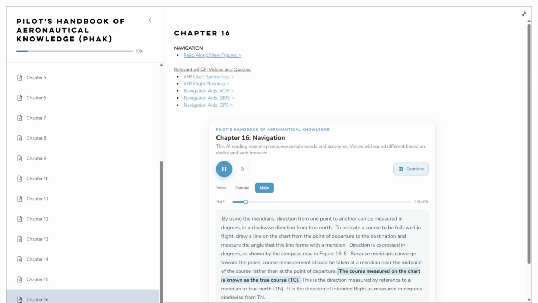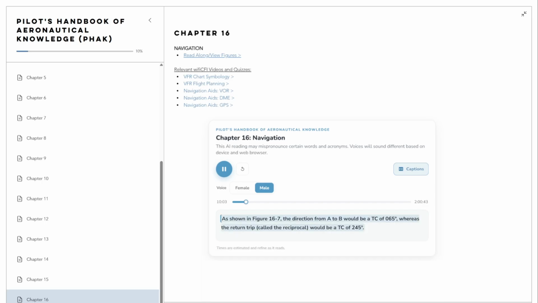The course measured on the chart is known as the true course, TC. This is the direction measured by reference to a meridian or true north, TN. It is the direction of intended flight as measured in degrees clockwise from TN. As shown in Figure 16-7, the direction from A to B would be a TC of 065 degrees, whereas the return trip, called the reciprocal, would be a TC of 245 degrees.